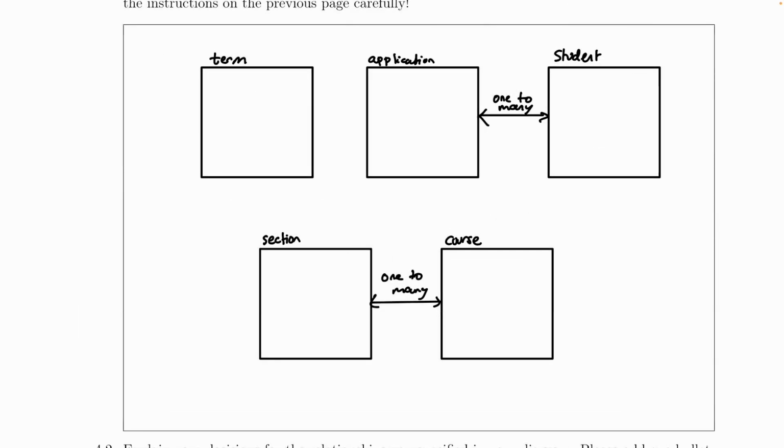Now, where does term fit in? Well, is there some relationship between term and the application that we submit? Well, I think it makes sense, right?